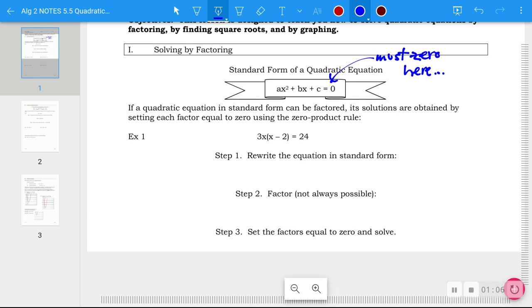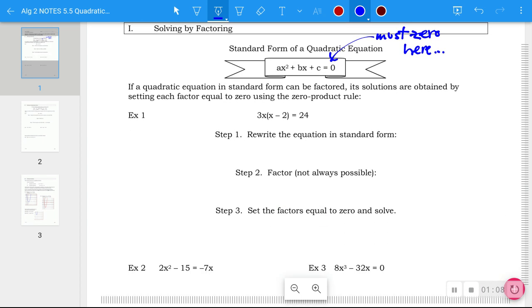All right, so we're just going to do example 1 here. We're going to get the equation in standard form, factor it, and then I'll show you what to do after that. Okay, so here we go. We'll distribute to get this thing going. It doesn't say equal 0, so I'm going to bring the 24 over to the left-hand side. Don't forget to change the sign when you do that.